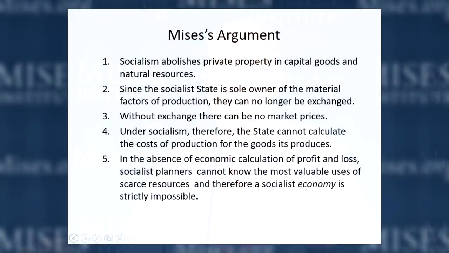Mises said, step one, socialism abolishes private property in capital goods and natural resources. One will controls them. It's either a single central planner or a group of economists and technicians and so on that come up with the central plan. Number two, since a socialist state is the sole owner of the material factors of production, they can no longer be exchanged. You can't exchange with yourself. If there can be no exchange, there can be no markets and no market prices. So there'll be no prices for the factors of production.